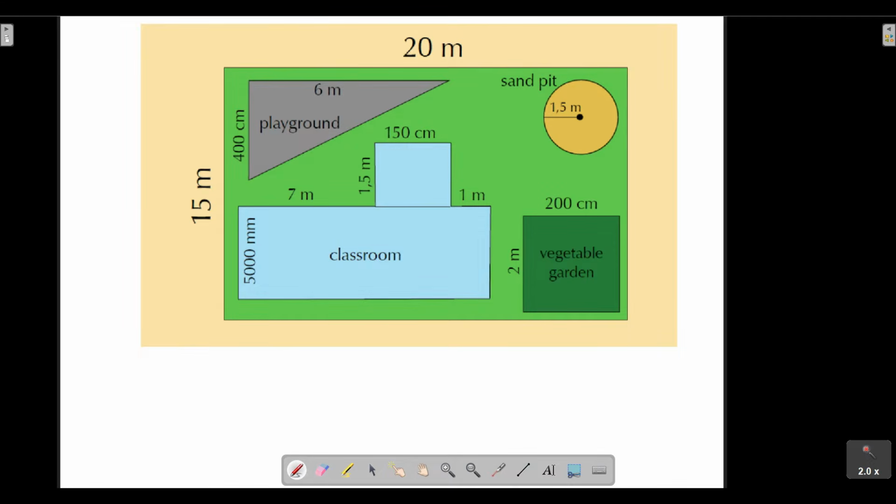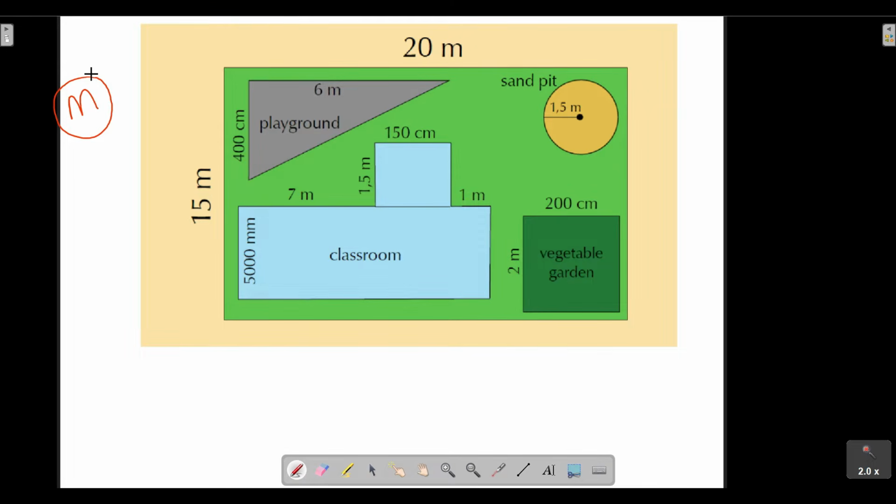All right, we're going to start off by calculating the perimeter of this garden. Already here we've got a problem. The first problem is that our units are not the same. So we first need to change our units and make them the same. I'm going to change all the units in this activity to meters.